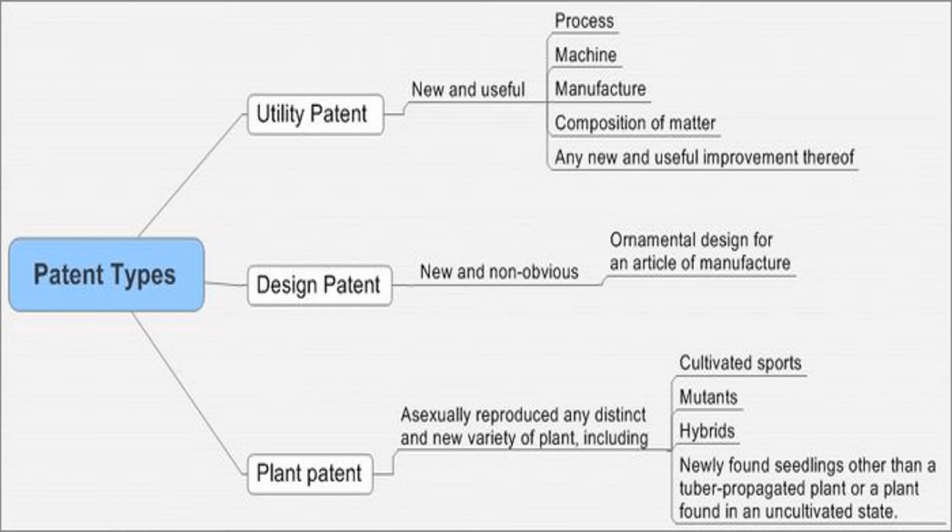What are the types of patent? Basically, your patent can be a plant patent, design patent, or a utility patent. Utility patent can be any process, any new machine, any new manufacturing procedure, any new composition, or any new useful improvement. Design patent either can be of ornamental jewelries, designs, articles, etc. Plant patent, cultivated sports, mutants, hybrids, and newly found seedlings. Anything that already exists in nature, natural thing, it cannot be patented. So that is an important point to note.